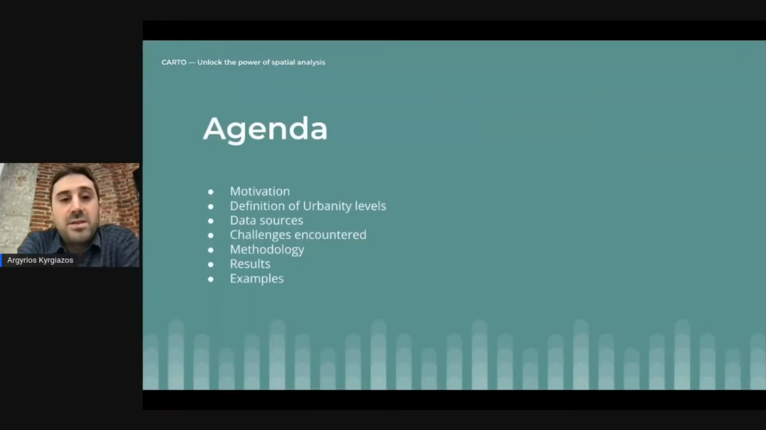So basically the agenda of this presentation is, first, what motivates us? What are the questions that we try to answer? How we answer, what are these urbanity levels that we consider, the classification, the labeling that we proceeded, what data we use for that purpose, the challenges we encounter and how we overcome them. Then a bit more about the methodology and also the challenges, because this is a global model, and so how we were able to scale it globally. Then a few results, a few map results, and then examples, and then I conclude this presentation.